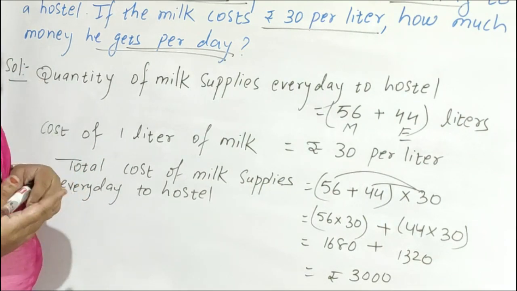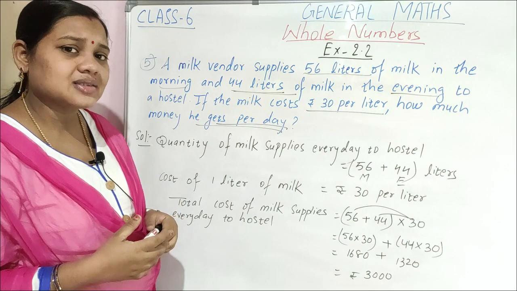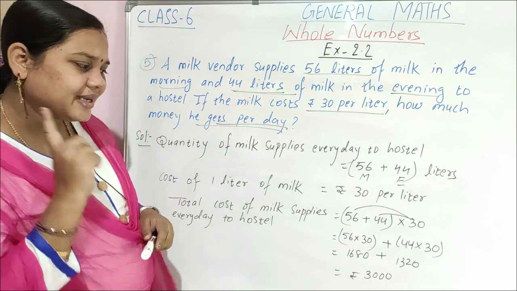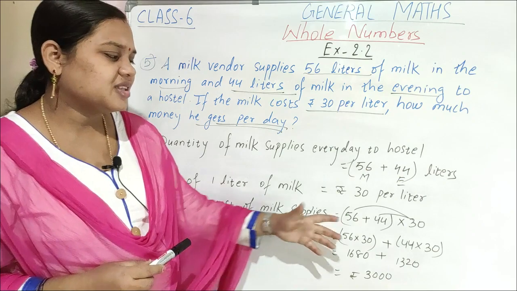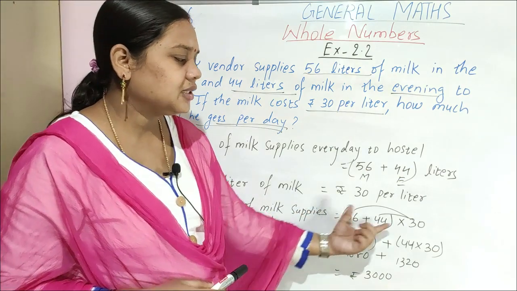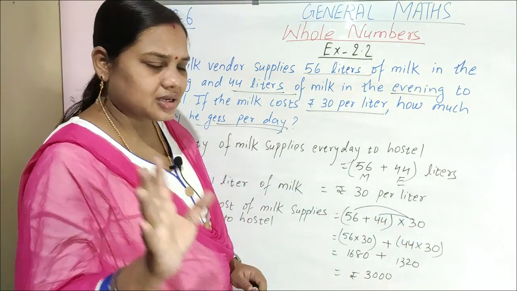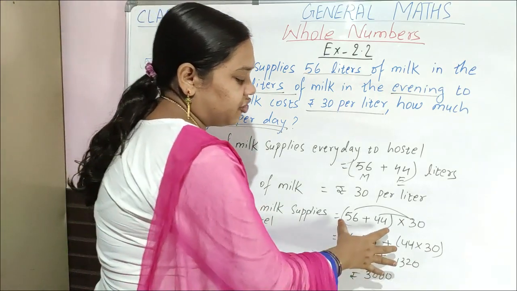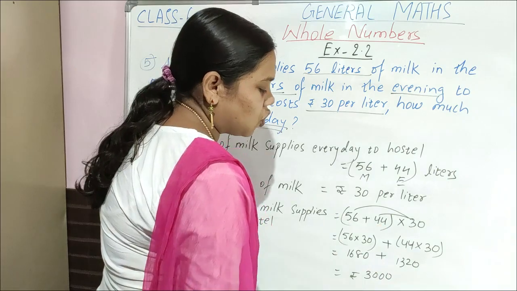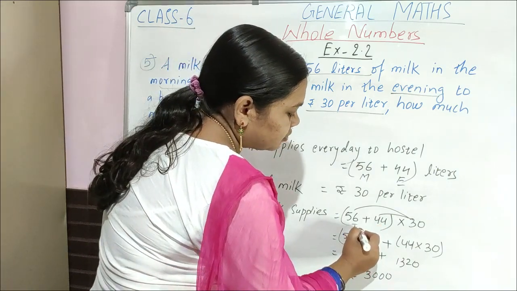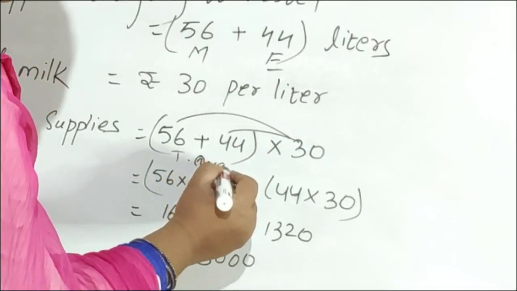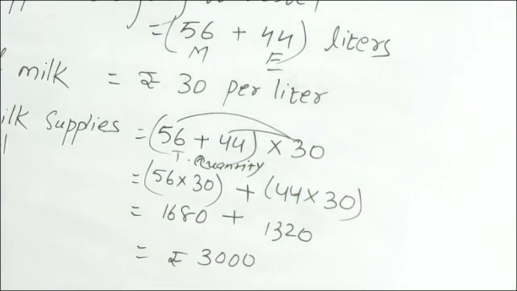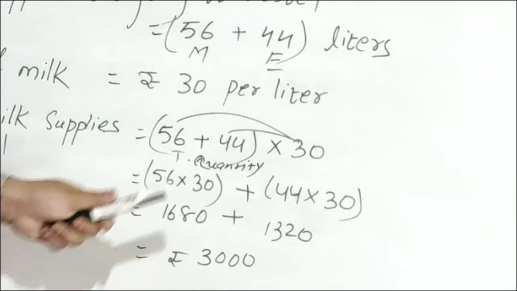You have to find for one day what is the total cost he is getting. So how much quantity of milk he supplies in one day? That is 56 plus 44 liters. 1 liter cost is 30 rupees. Then this much quantity of milk cost is this into 30. Is it clear? Total how much milk he supplies for one day? 56 plus 44. This is the total quantity. Total quantity of milk into 30 rupees is the rate. 1 liter milk costs 30 rupees.